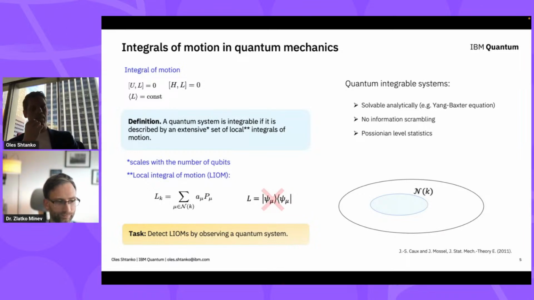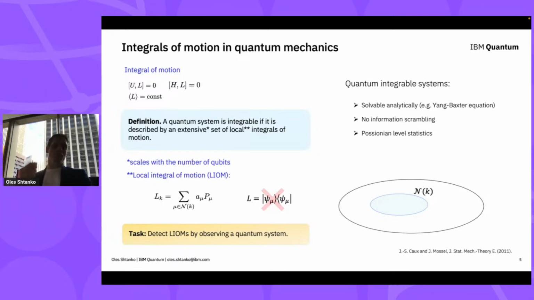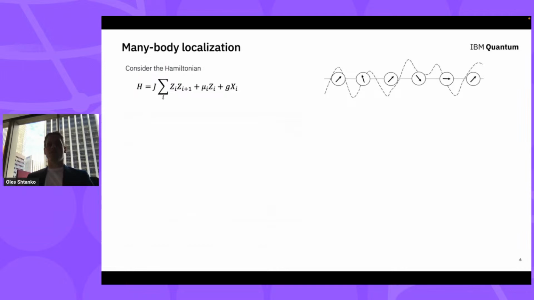Yeah. So I just want to show that once we have these integrals of motion, we have a pretty extensive description of the system. That's why we're interested in them. To do so, we need to find a good system that has integrals of motion. And we don't want to pick something exactly solvable because we want to show the utility of a quantum computer. Therefore, we chose a system which is also called quasi-integrable that exhibits many-body localization.